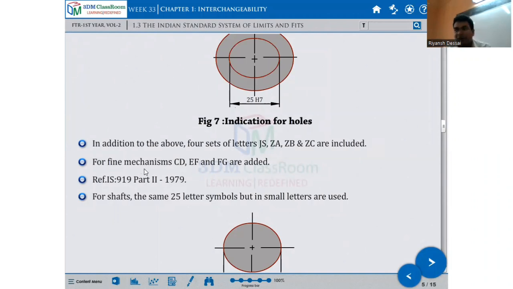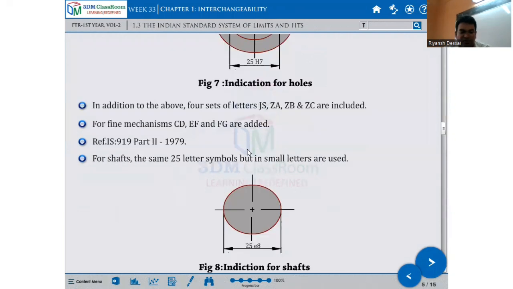For fine mechanism, CD, EF, and FG are also added. For fine mechanism, three letters are added. Refer to Indian Standard 919, part number 2, 1979, or another standard to refer to several details.